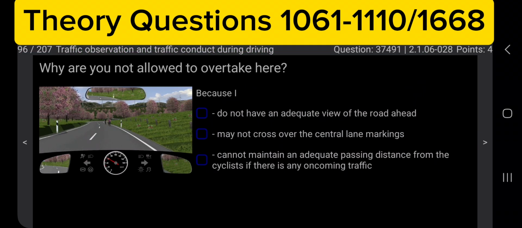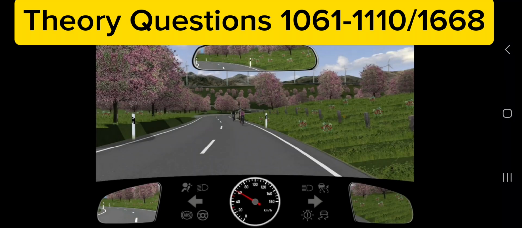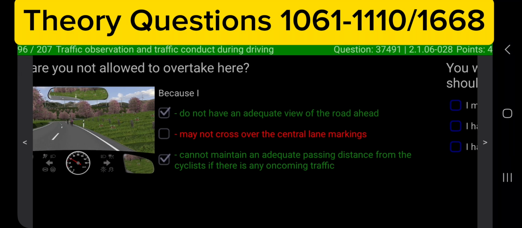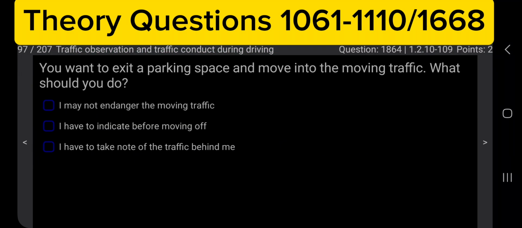Why are you not allowed to overtake here? Because I do not have an adequate view of the road ahead. May not cross over the central lane markings. Cannot maintain an adequate passing distance from the cyclists if there is any oncoming traffic. Cannot maintain an adequate passing distance from the parking space and move into the moving traffic.